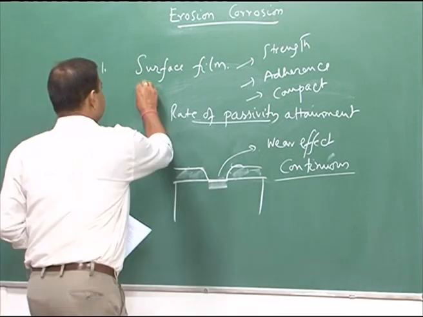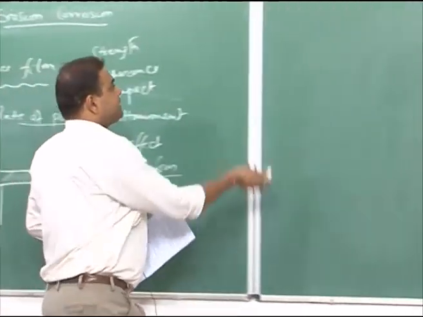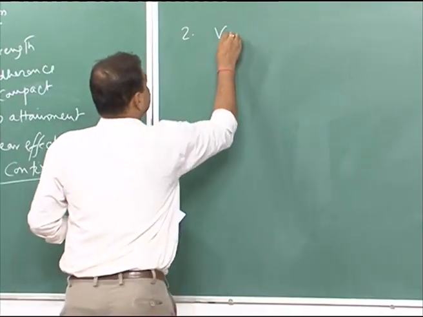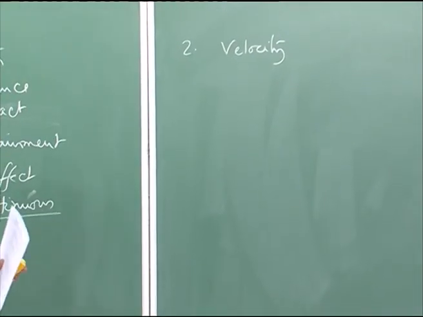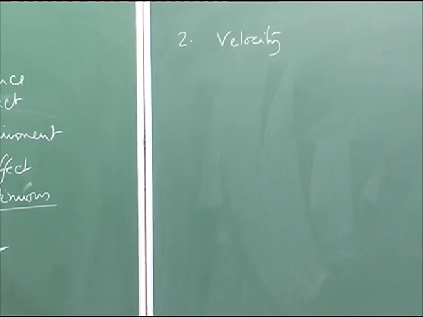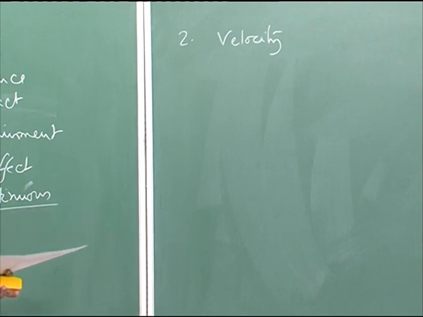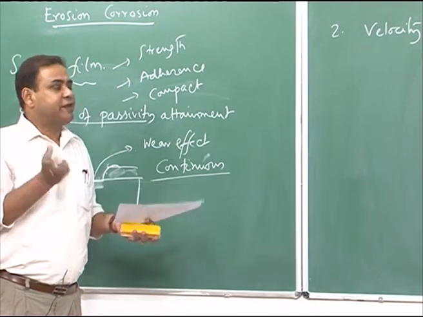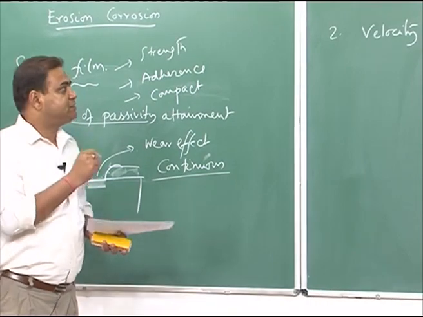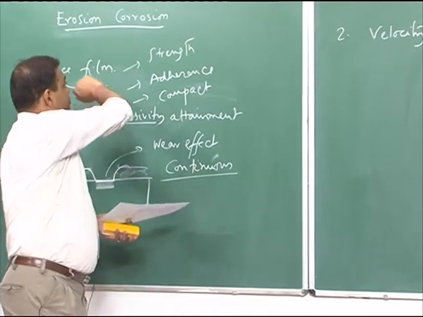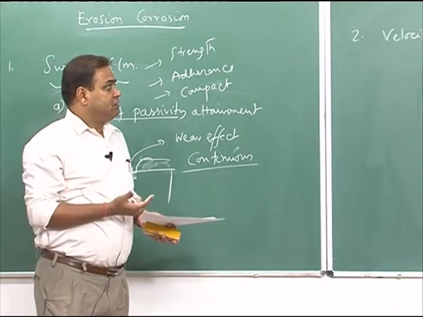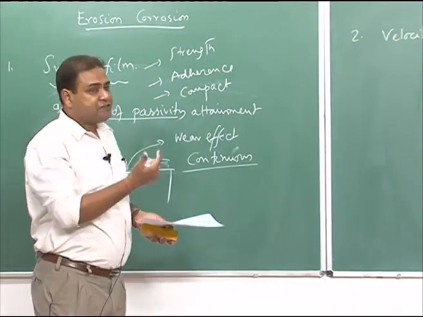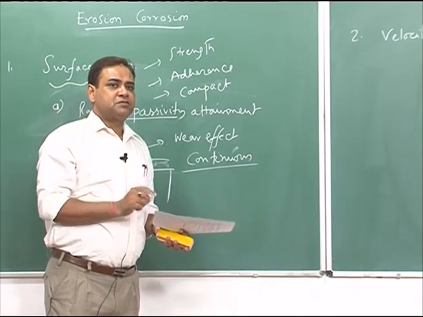Now, the second effect is velocity. While we consider velocity, we must realize that velocity is a factor whenever there is enhancement in the corrosion rate. In the definition we have seen, erosion corrosion requires an enhancement in corrosion rate, and if there is a decrease in corrosion rate, that should not be considered erosion corrosion.